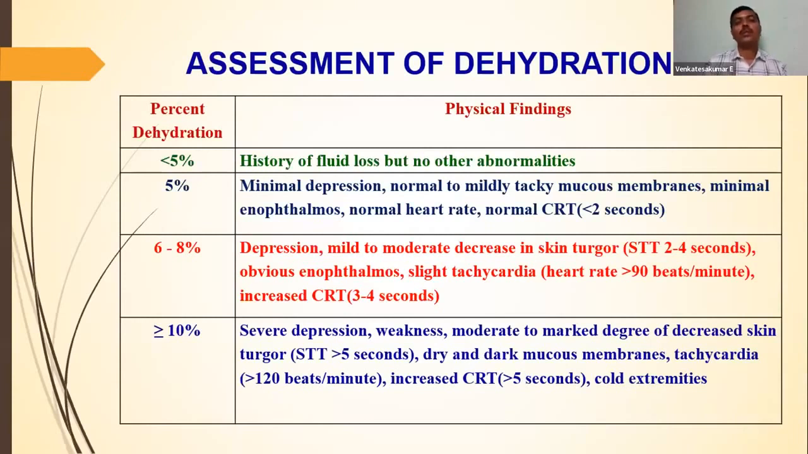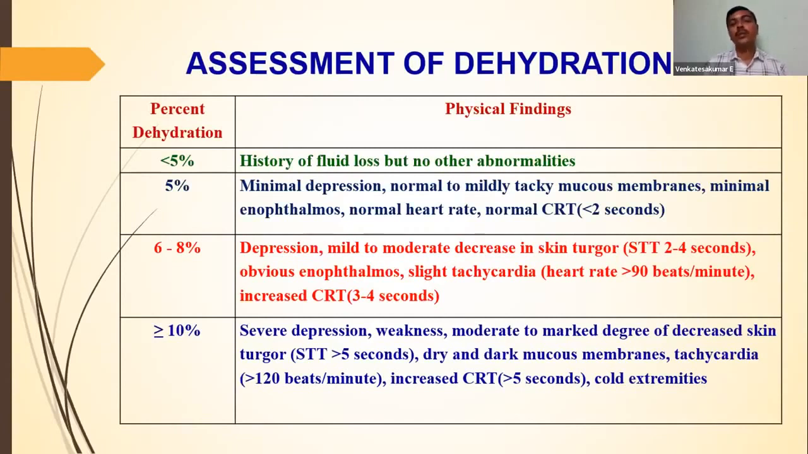What about the 9% and 10% level? There is severe depression, weakness, the animal is unable to get up, a marked degree of loss of skin elasticity, and dark, dry mucous membranes. Tachycardia is crossing 100 beats per minute. Normally, the heart rate should be 60 to 70 beats per minute in sheep and goat. The respiratory rate may be 20 to 30. So here, everything will be increased.